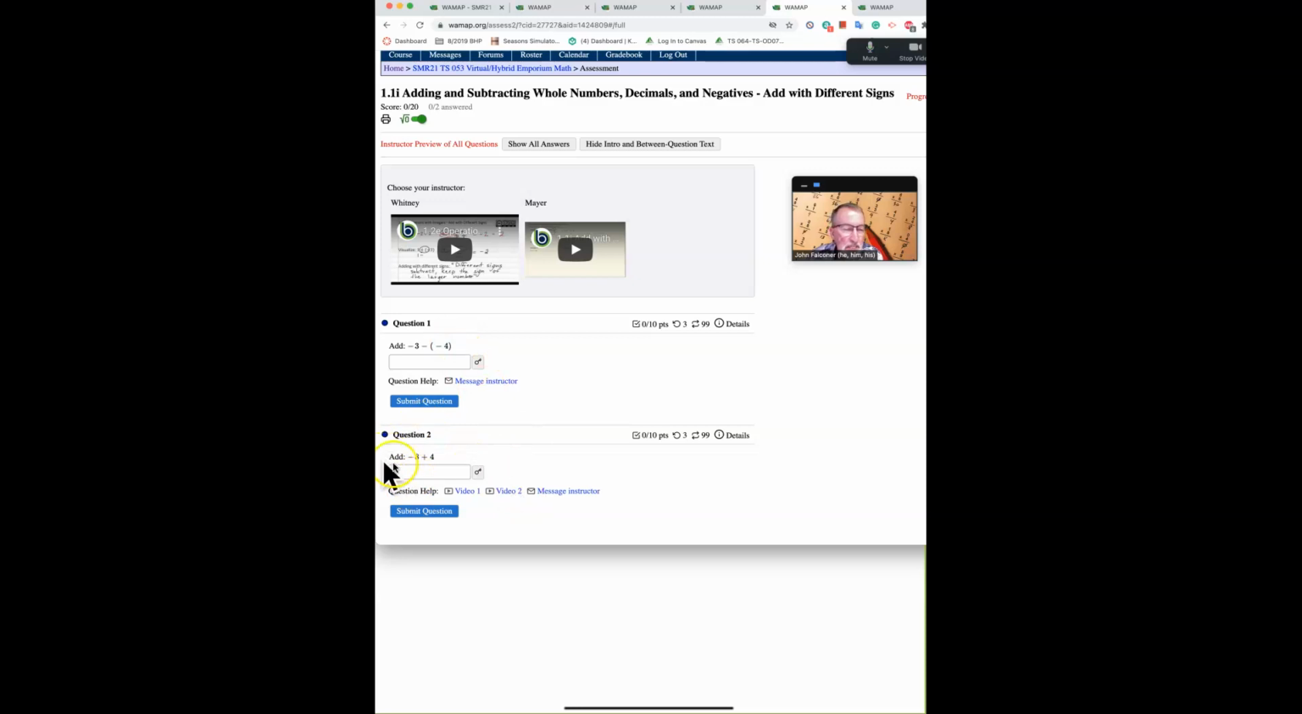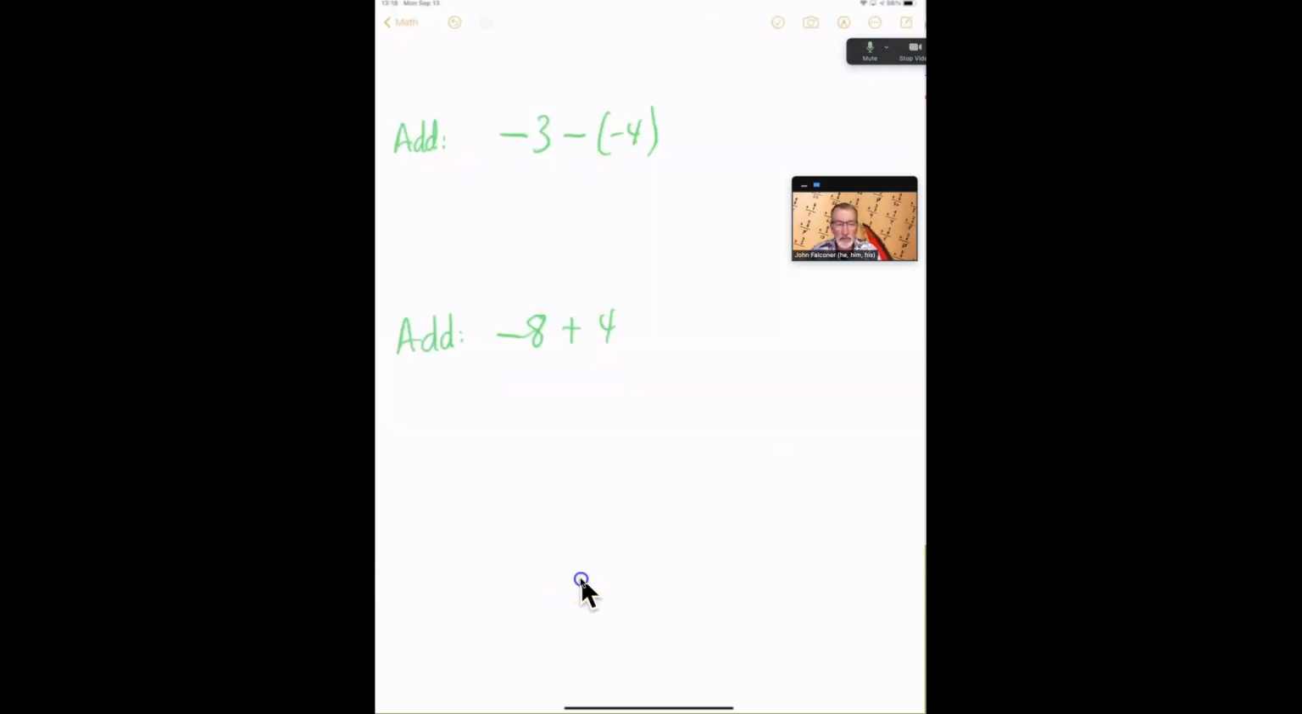And the second problem, -8 plus 4. So we are adding here, adding a positive. So we've got -8, positive 4. The signs are different, and so it has a special handling. At WAMAP, they give you problems where you combine numbers with the same sign and numbers with a different sign. So my mnemonic when the signs are different is you take the difference between the two numbers, and difference is a keyword that means subtraction.